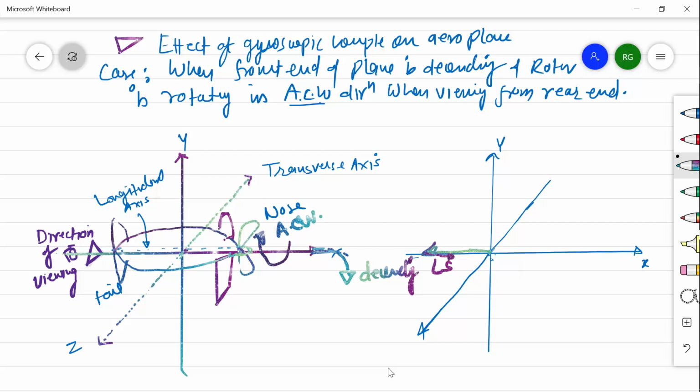And as given that the front end of the plane is descending, we know that when the plane descends in this direction, the angular momentum vector will change in this direction, and this would be the direction of angular momentum when the front end has descended by 90 degrees. As we know, the angular momentum vector always changes in the direction of the active gyroscopic couple. So from this concept we can say this is the direction of the active gyroscopic couple.